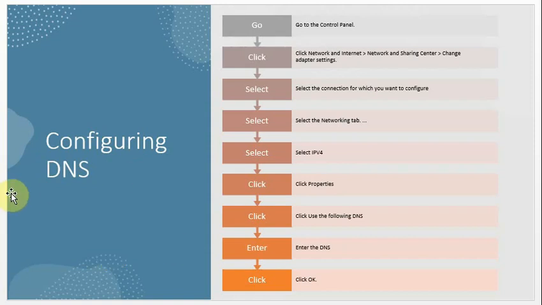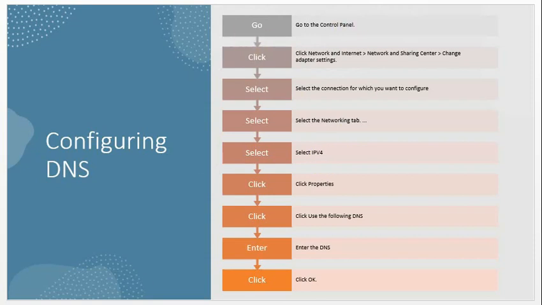And the DNS would do the resolution for you, to know that when you type facebook.com, you are looking for IP address 41.27 and so on. So you should be able to configure that.